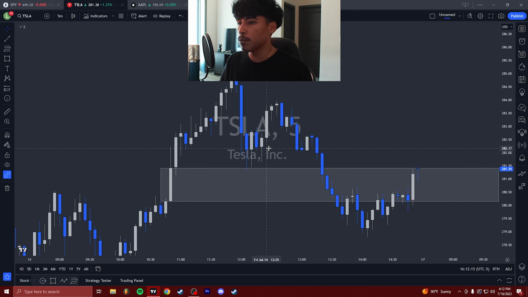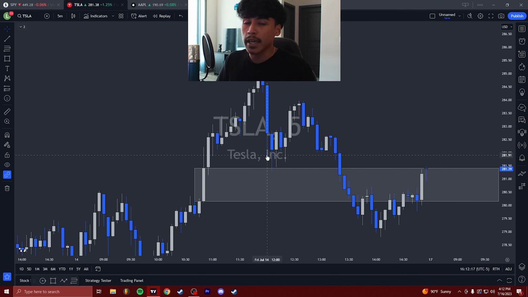If you're marking demand on the daily or the weekly, those could be used for swing trades, and they're going to take a lot longer to play out. So if you're playing options, you're going to have to buy a lot of time on your contracts. But if you're just day trading, stick to smaller time frames like the 3-minute, 5-minute, and then use 1-minute time frames to get a good entry or find a break of structure to get in.